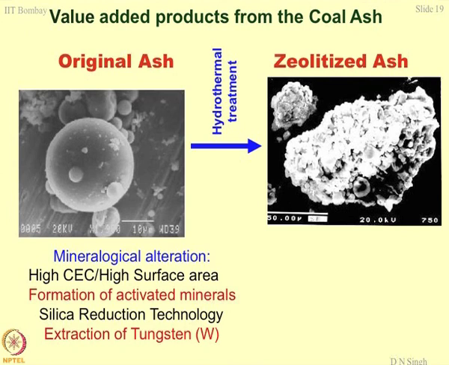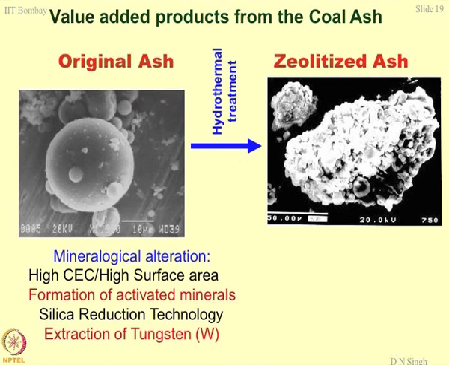Under certain typical climatic conditions, nature does this. When nature forms original ash into zeolite, the silica which is passive gets converted into a mineral which is highly active.